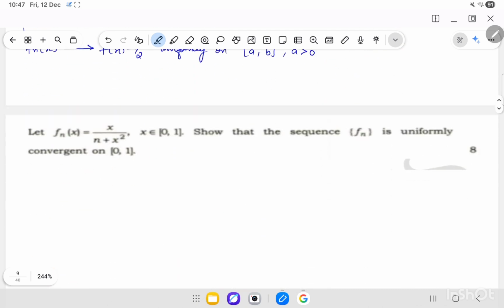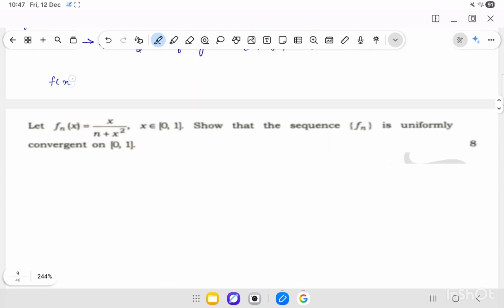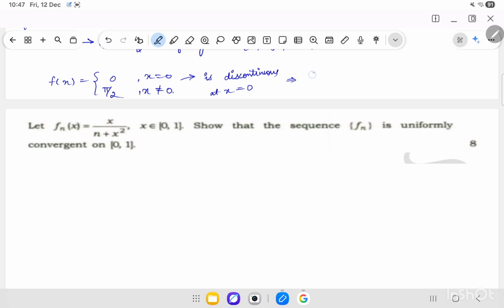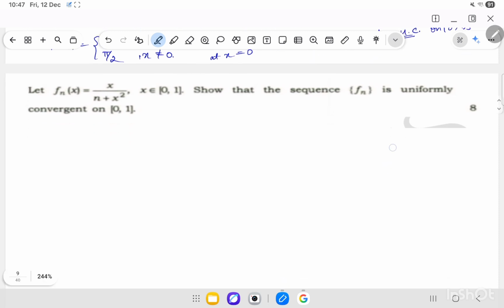That is, we got f(x) as 0 when x equals 0 and pi by 2 when x is not equal to 0. So you can observe that this is basically discontinuous at x equals 0. So from here we can say that fn(x) is not uniformly convergent on the closed interval [0, b], but it is pointwise convergent there. So that's what we are supposed to show.